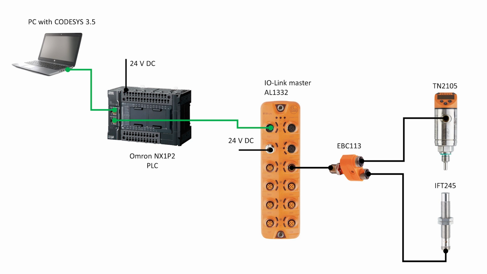Let's first take a look at the hardware. Regardless of which EtherCAT I/O link master is used, the information of the additional binary signal can always be read out in the same way. The I/O link master AL1332 is connected to an Omron NX1P2 PLC with EtherCAT interface. As shown, two sensors are connected to port 2 of the I/O link master.